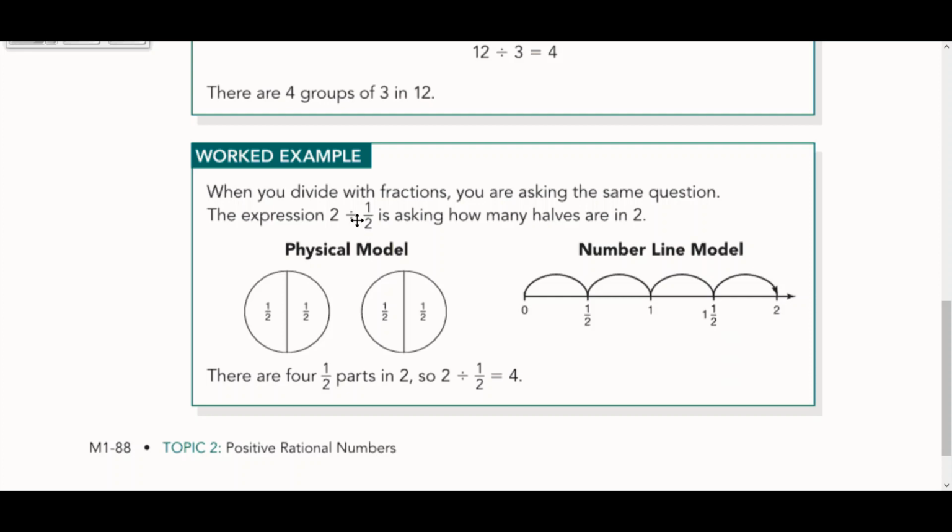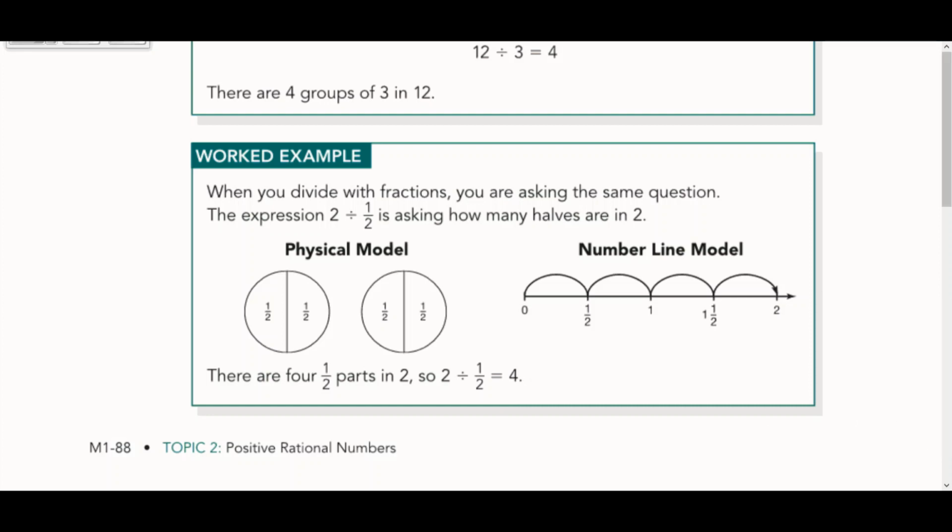Then if we turn that into fractions, I have 2 physical models, these circles, and then I break each circle into halves. How many halves do I have? No pun intended there. I have 4. With the line model, I count by halves. How many halves will fit in the 2 whole? Well, 4 will. So 2 divided by 1/2 equals 4.